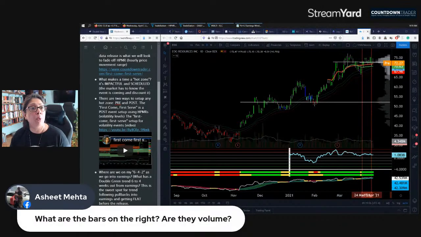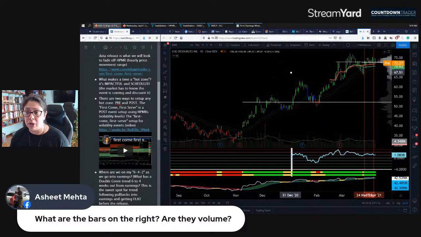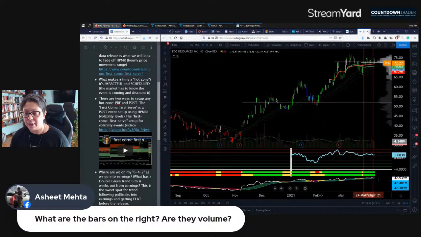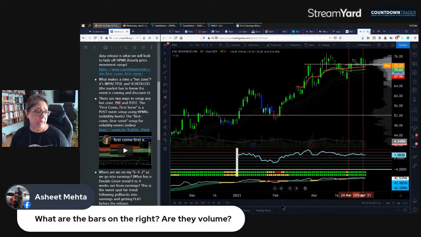All right, what are the bars on the right? Are they volume? Yes. That's what I refer to as volume ledges. We have levels that are important because a market might have put in a high or a low or closed at a level, right?